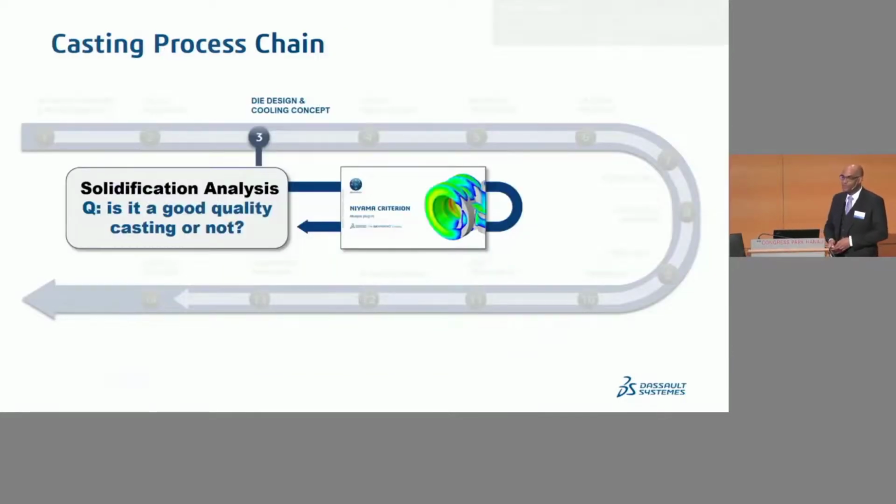So within this process chain, we will be looking at one point today. This is the solidification analysis, and as the title indicated, we want to see whether a particular criterion, the so-called Niyama criterion, is usable to predict the quality of a cast component, of a metal cast component.